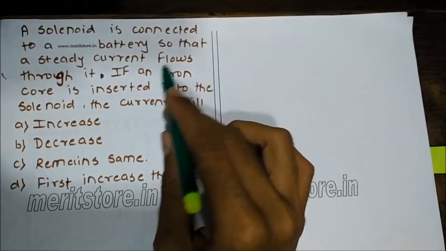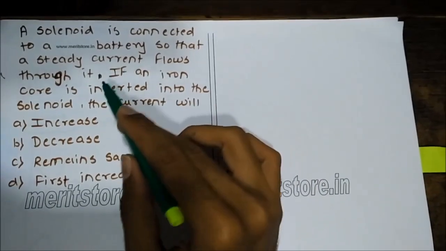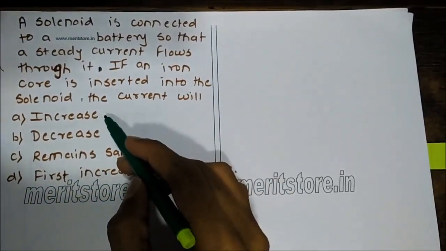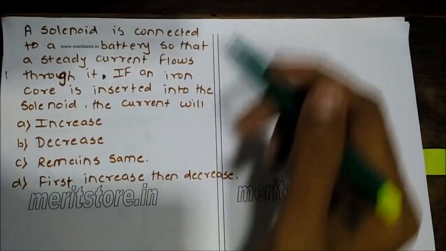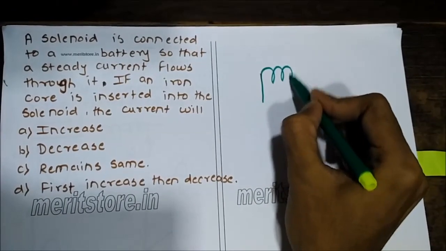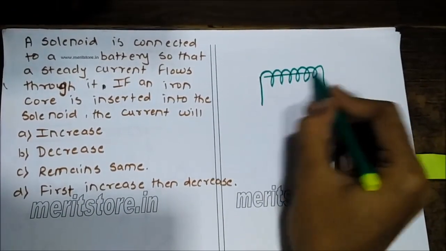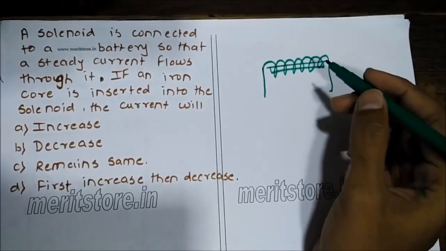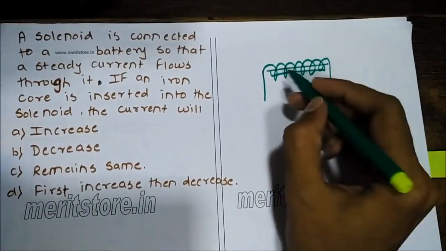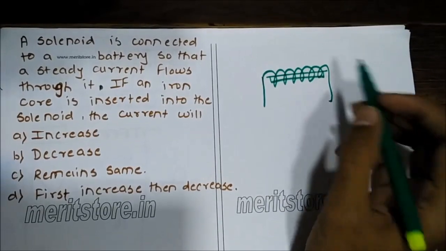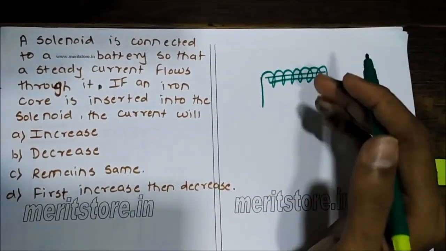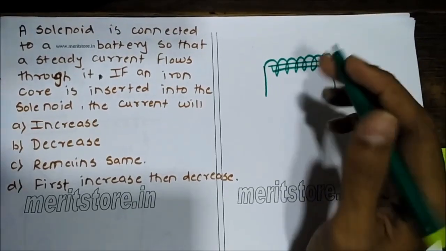A solenoid is connected to a battery so that a steady current flows through it. If an iron core is inserted into the solenoid, the current will increase, decrease, remain the same, or first increase and then decrease. Basically, if we insert an iron core inside the solenoid, the current inside the solenoid will decrease. This is because inserting an iron core increases the magnetic field inside it, and hence the magnetic flux linked with it also increases.